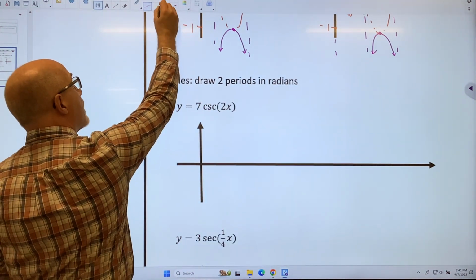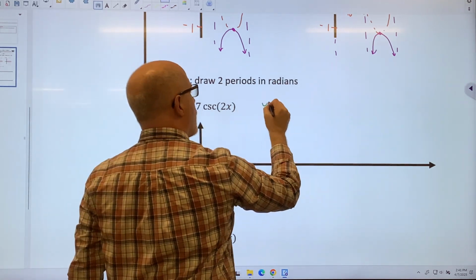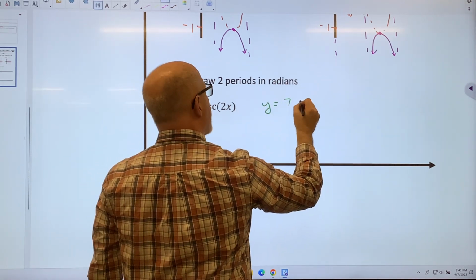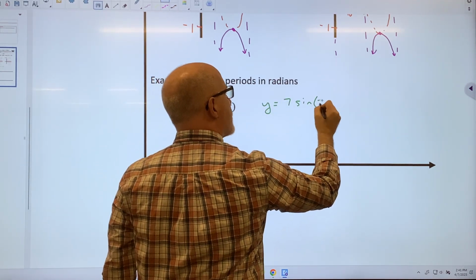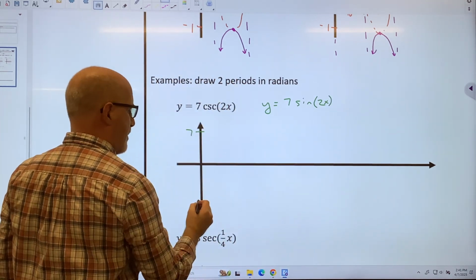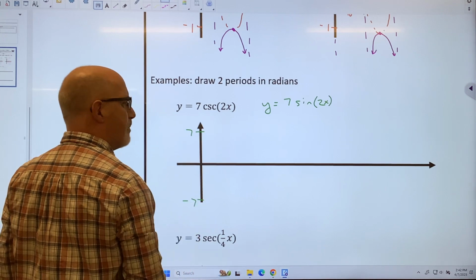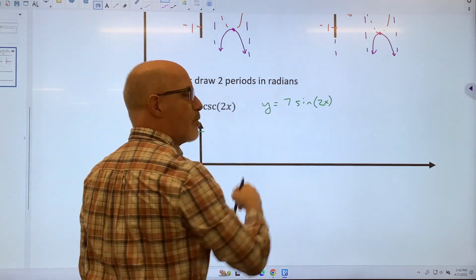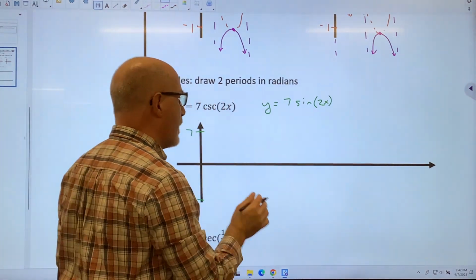So let's go ahead with this one. We're going to graph y equals 7 sine of 2x, which is the reciprocal. So my amplitude is up to 7. It goes down to -7. I'm going to do 2 periods in radians. So I'm going to start with 1 period.